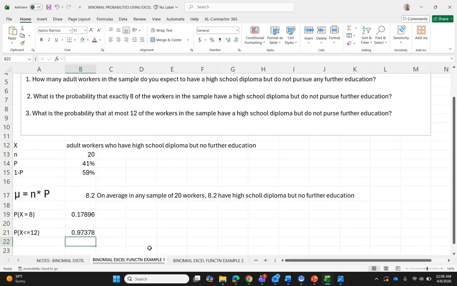And if you enter, you will see our results. We have an outcome of 0.97378 as the probability that at most 12 workers in the sample have a high school diploma but did not pursue further education. So let's work on example number 2.